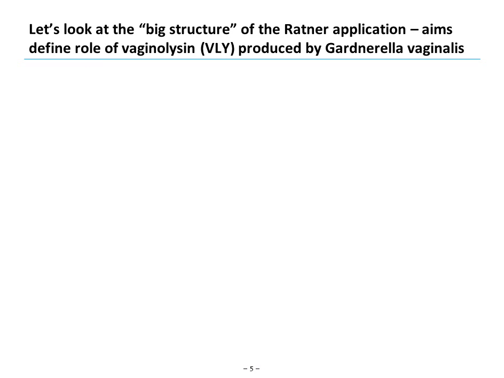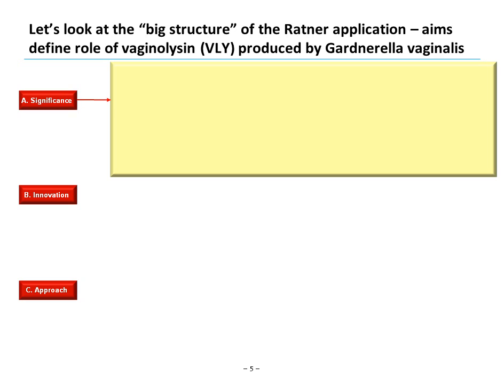Now let's look at the big structure of the Ratner application. This application aims to define the role of vaginolysin, which is produced by the Gardnerella vaginalis pathogen. And this particular pathogen is a critical component of bacterial vaginosis. So again, we'll look at the significance, innovation, and approach sections of this 12-page section of the Ratner application.